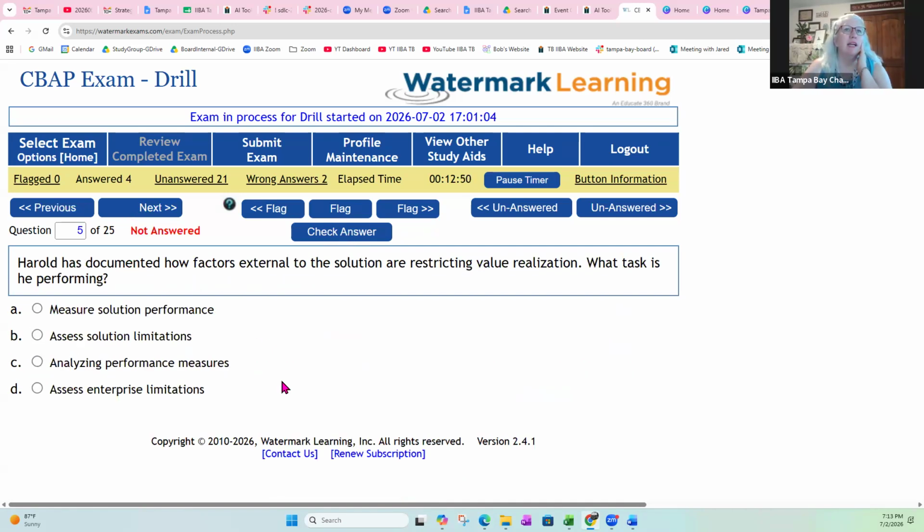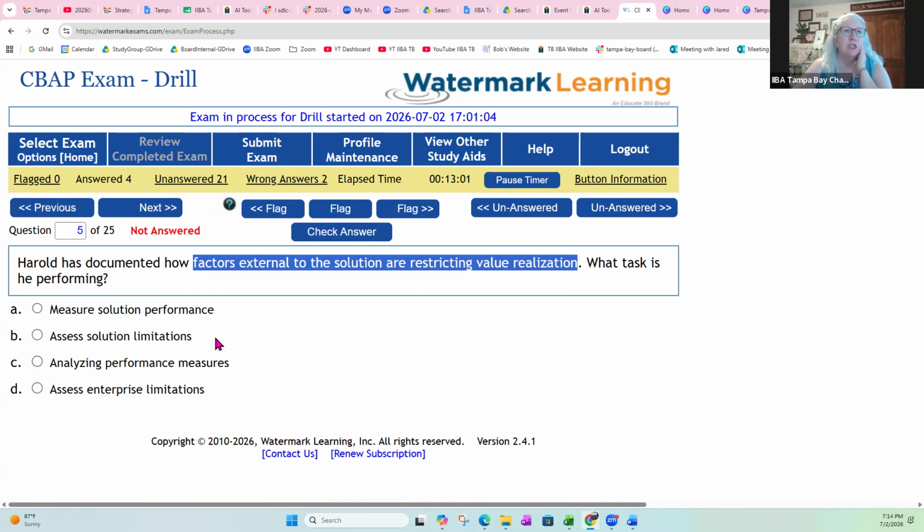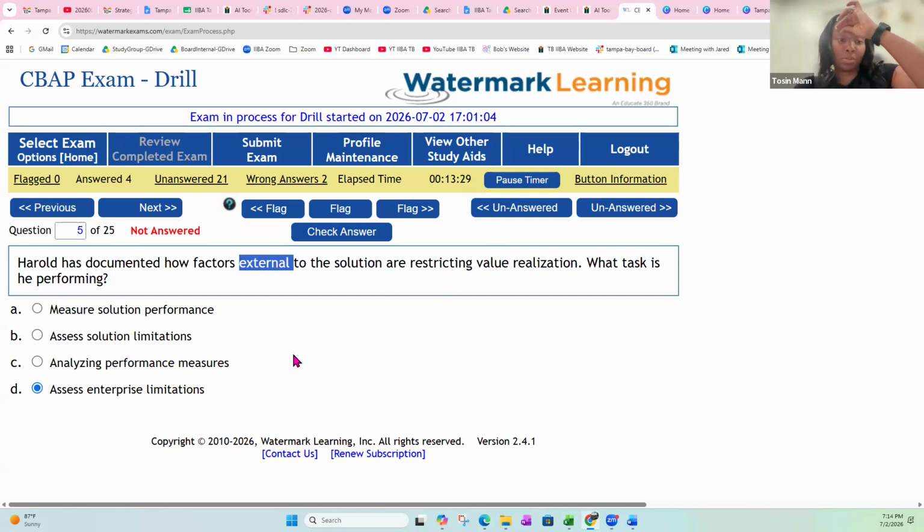Harold has documented how factors external to the solution are restricting value realization. What task is he performing? Is it measure solution performance, assess solution limitations, analyze performance measures, or assess enterprise limitations? I'm going to let you tell me which one is the right answer. I think we've had this one before. I think it's assess enterprise limitations, because the keyword is external.